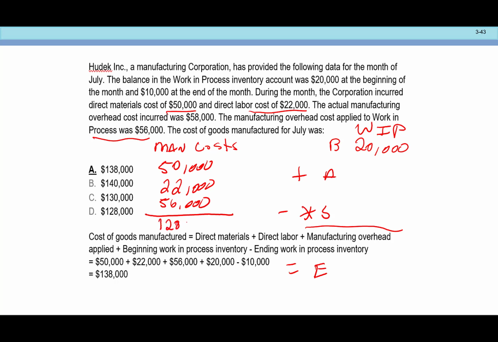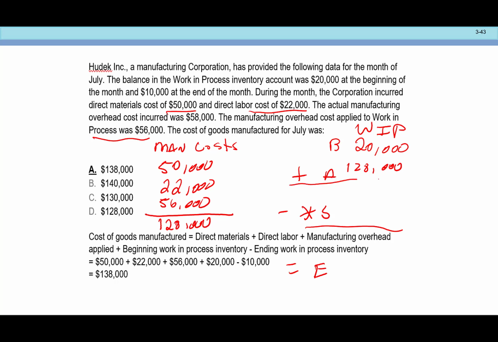128,000? Okay, good. So I know I added 128,000 here, right? That's what gets added to work in process, my manufacturing costs. The key thing here is the definitions. You've got to know that manufacturing costs are what? Manufacturing overhead applied, direct labor, direct materials, right? It gets added to work in process, right?